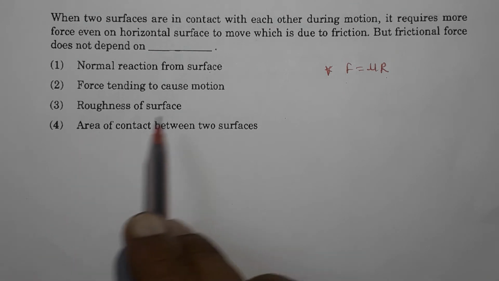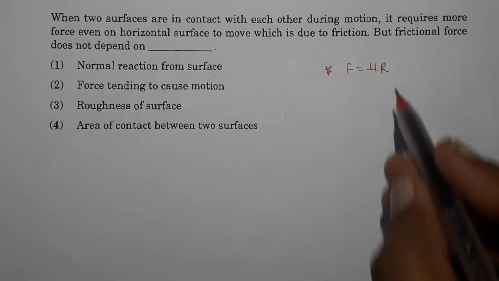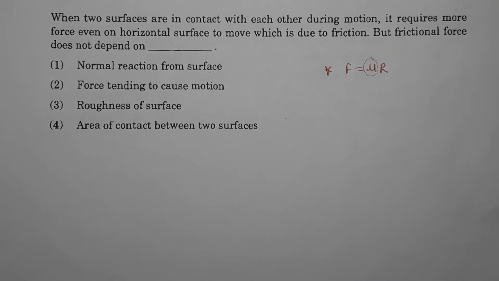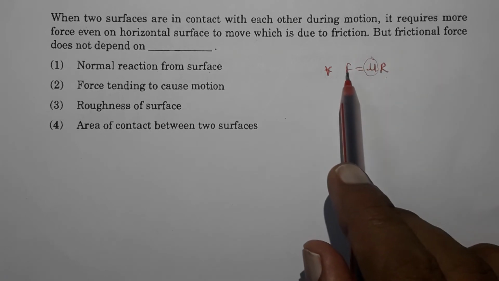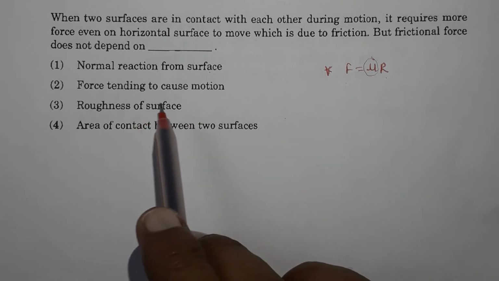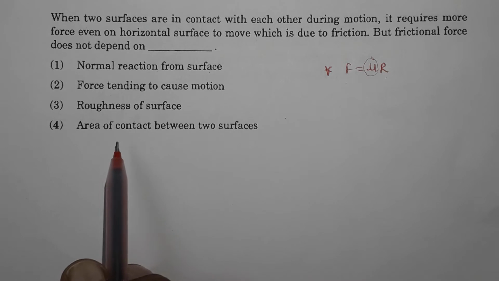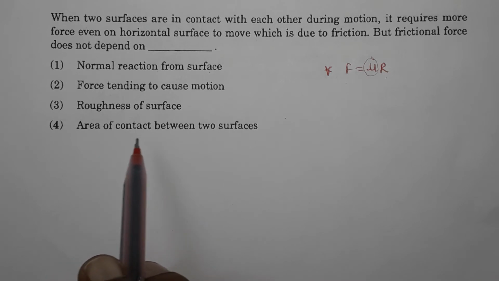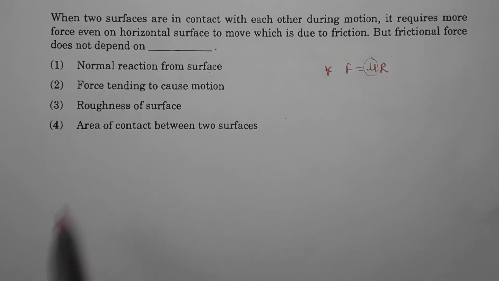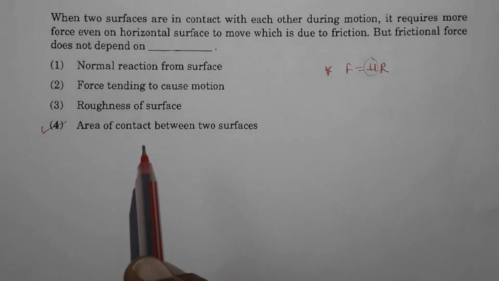Option number 3, roughness of surface. More is the roughness, more is the value of this term mu. So more is the roughness, more will be the value of mu, and more will be the value of frictional force. So frictional force do depend on the roughness of surface, but the frictional force do not depend upon the area of contact between two surfaces. So it is the correct option for this question. So frictional force does not depend on area of contact.